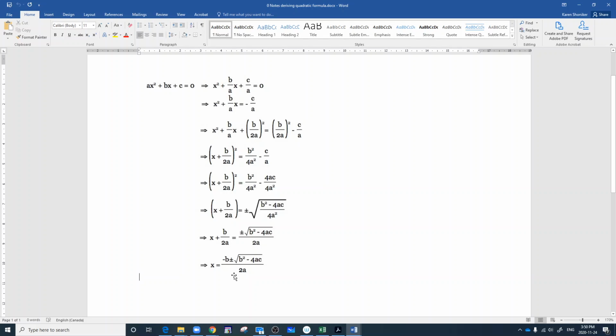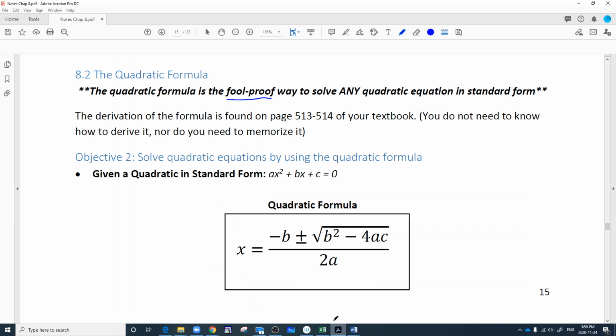But what happens is you end up with this equation, negative b plus or minus the square root of b squared minus 4ac all over 2a. And mathematicians have done all the completing square work for you so that you can simply plug in the coefficients on x squared, x, and your constant, and find the solutions of your problem. So let's look at how this works.